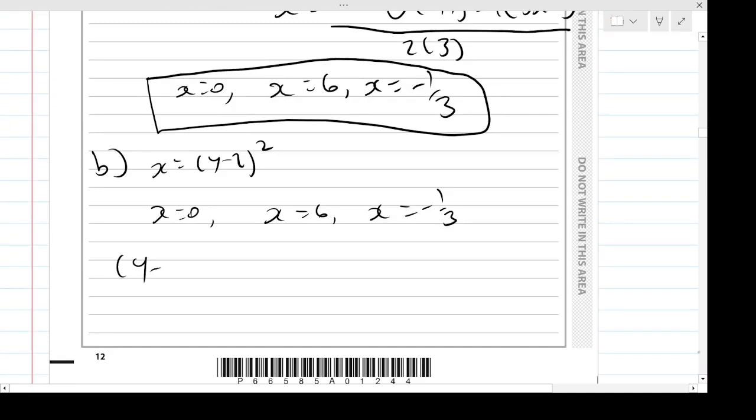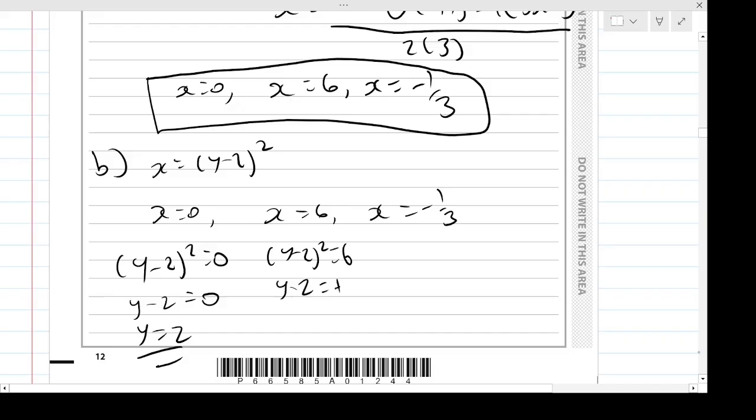So then y minus 2 squared is 0. So y minus 2 is plus or minus root 0, that's just 0. So then y equals 2. That's my first solution for y. Then x is 6 would mean y minus 2 squared is 6. Just using the substitution, y minus 2 is plus or minus root 6. And so y is 2 plus or minus root 6.